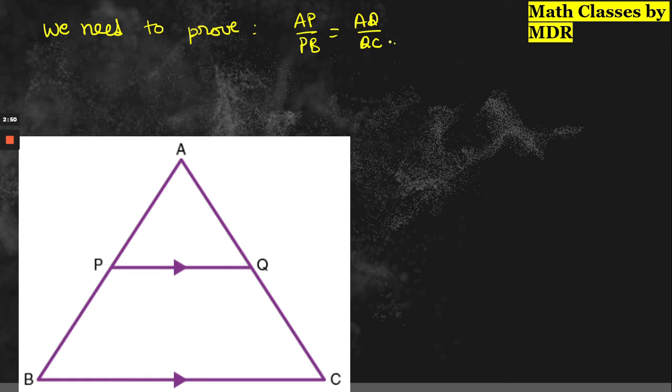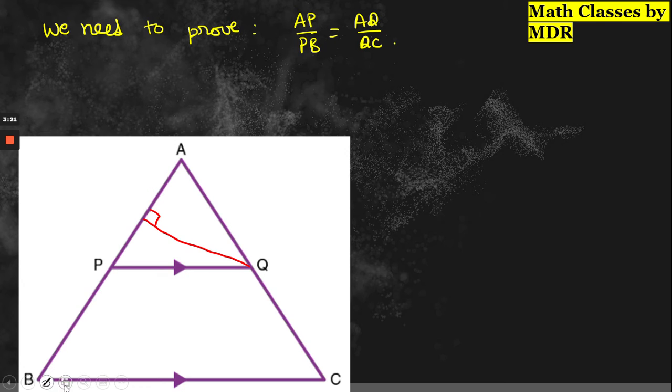This is what the basic proportionality theorem says. It is also known as Thales theorem. So now let us try to prove that AP by PB is equal to AQ by QC. For that, first I will draw a perpendicular line to AP from Q.